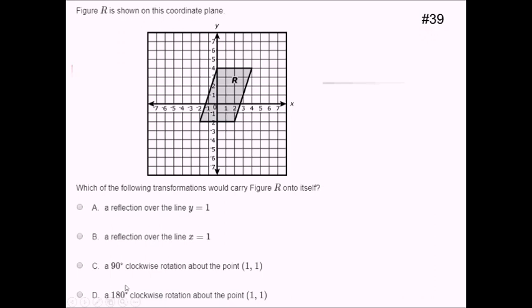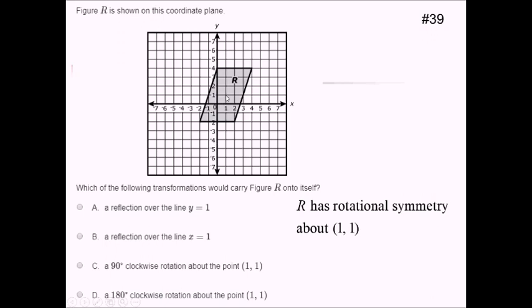So by elimination, that leaves choice D, 180 degree clockwise rotation around 1, 1. So basically, if we spin this thing 180 degrees around this 1, 1 point, what happens? Well, since this actually has rotational symmetry about this point, that means that choice D would actually give you an image that looked the same.